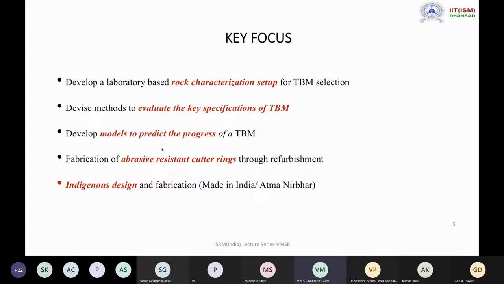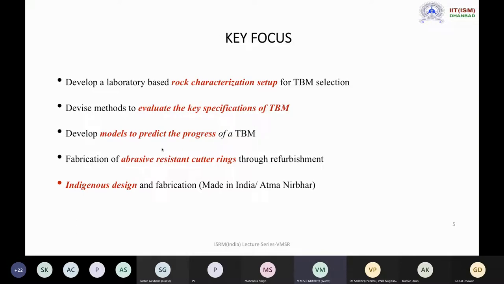And also, though most of the methods are suggested by either NTNU or Kolkata School of Mines or ISRM, in India we probably do not have these facilities at many places, and ISM is probably one of the very few places where we have all the facilities together. So that was one of the major reasons we wanted these facilities to be set up.